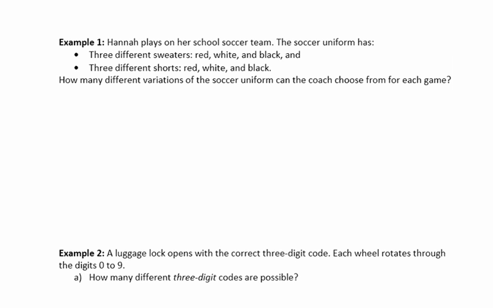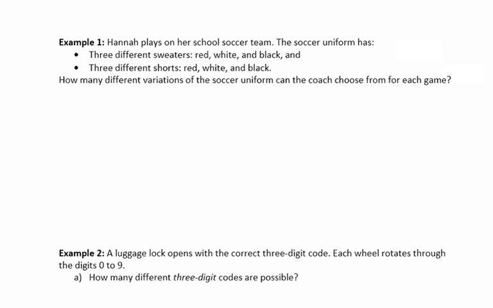Hannah plays on her school soccer team. The soccer uniform has 3 different sweaters, red, white, black, and 3 different shorts. So red, white, black. Now in this situation, is it an and situation or an or? Ignoring this word here even. Think about it. When you pick your outfit, are you picking a sweater and a short, or a sweater or a short? And I sure hope so. You're going pantless, maybe. Okay, and that's not pretty. So it's an and situation. So this is a situation where we can use the fundamental counting principle.